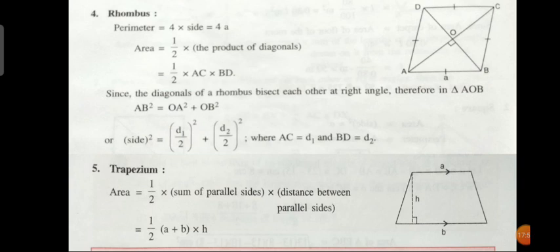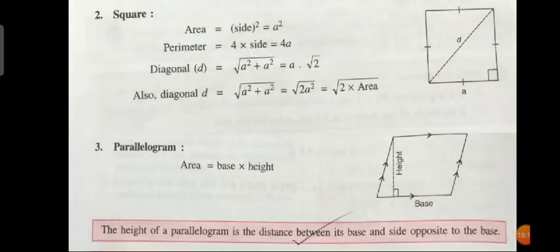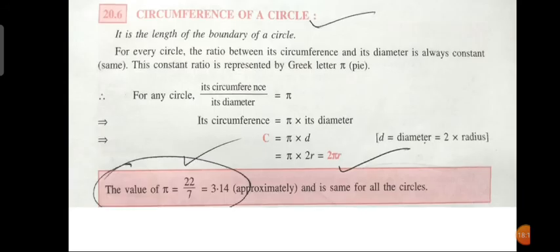Okay, all these equations should be remembered for solving the problems. Okay, these are the important special types of quadrilaterals: rectangle, square, trapezium, rhombus, and parallelogram. Okay, yes. Next is circle.